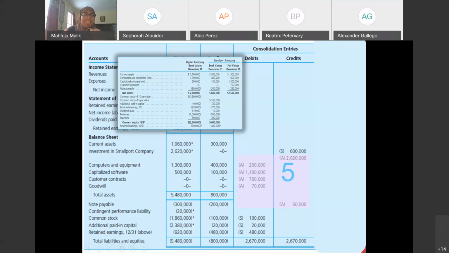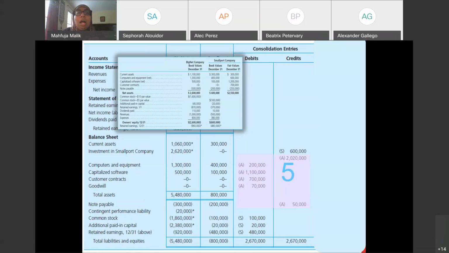In most cases, book values are understated. We will sometimes see book value could be overstated, but for now just assume all book values are usually understated. So to reflect the fair value, we have to increase it. Please, everyone, try to read it with me. Computers and equipment: book is 400,000, fair is 600,000. I want to show fair because at the end, when we add balance sheet to balance sheet, their assets and liabilities should be at fair value.